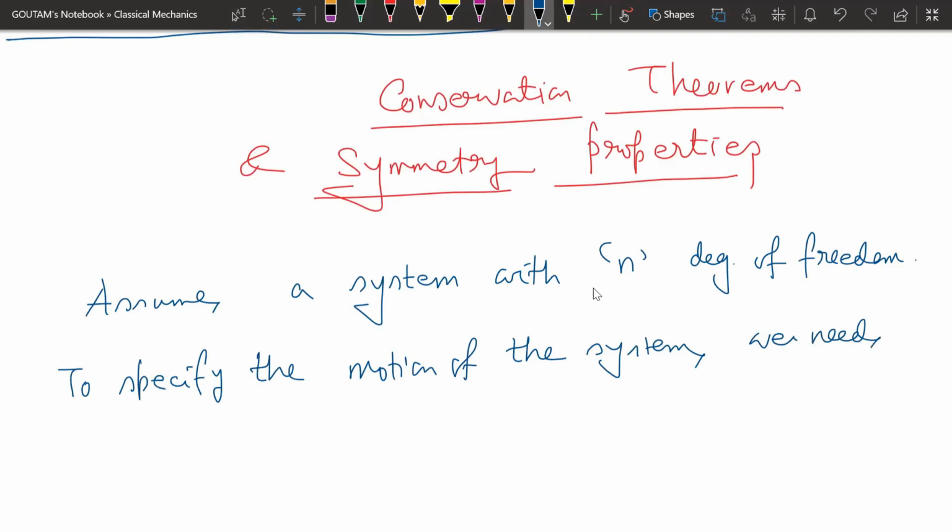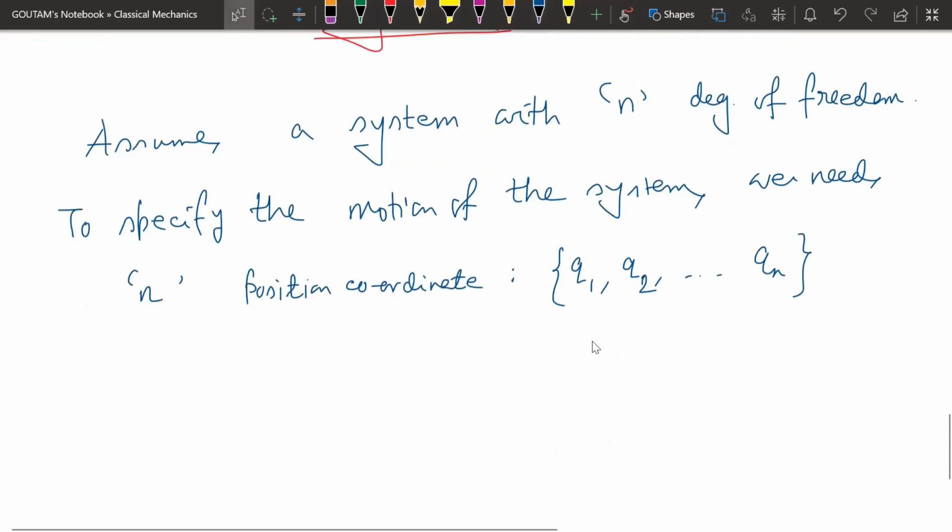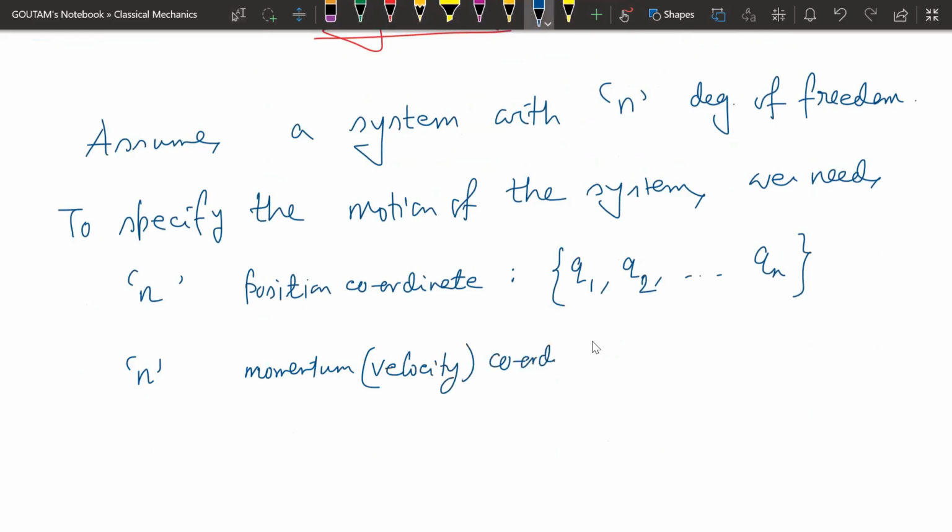we need n position coordinates, let's call them q1, q2, dot dot dot qn, and we will need n number of momentum or velocity coordinates, which we can call p1, p2, dot dot dot pn, or we can write q1 dot, q2 dot, dot dot dot qn dot.